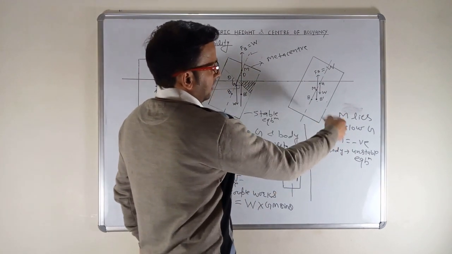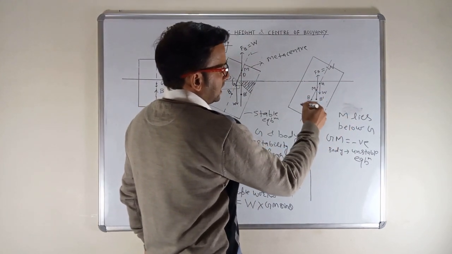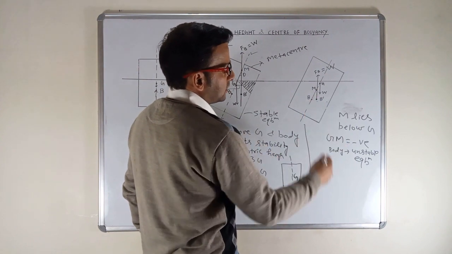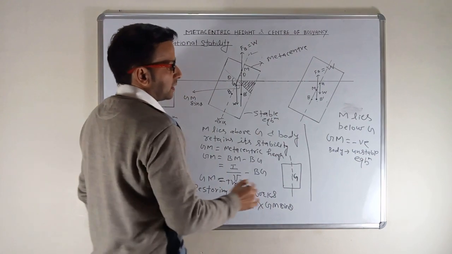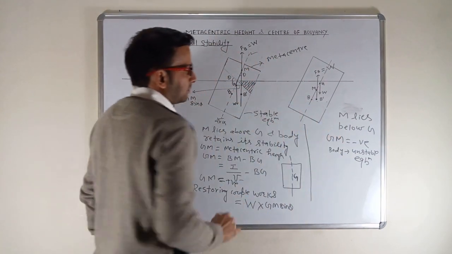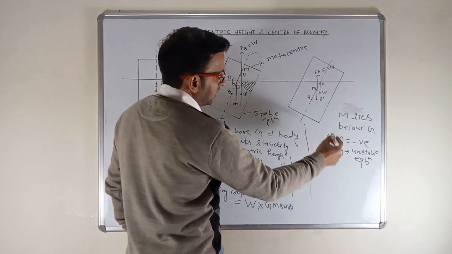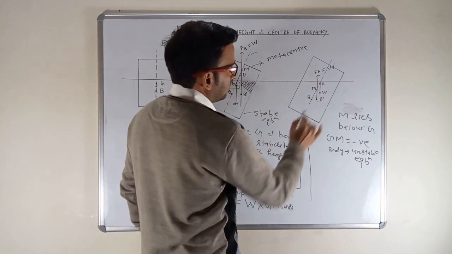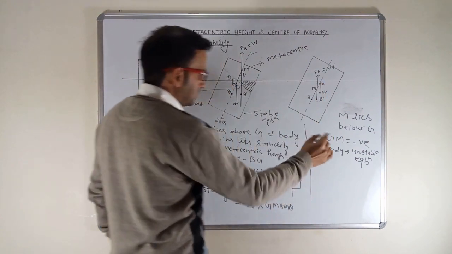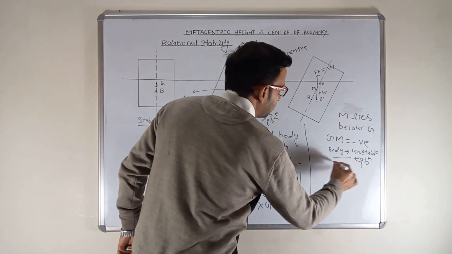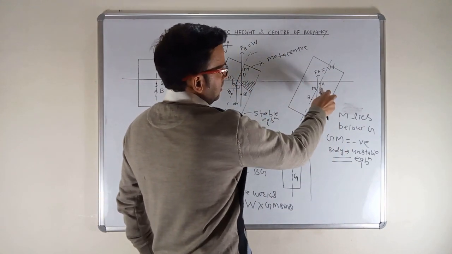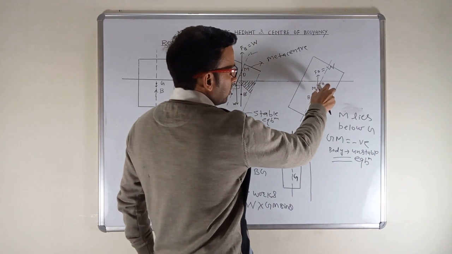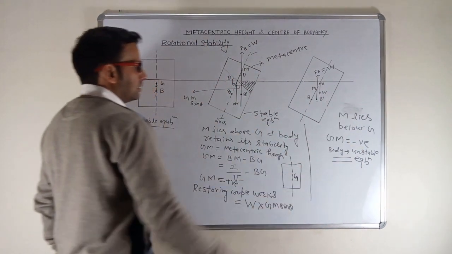In this case, M lies below G. A destabilizing moment works which tries to sink the body into the liquid, and the value of the destabilizing couple will be the same, W into GM sin theta. So this is the case of unstable equilibrium, because the couple made by the buoyant force and the weight of the body will try to sink the body into the water.